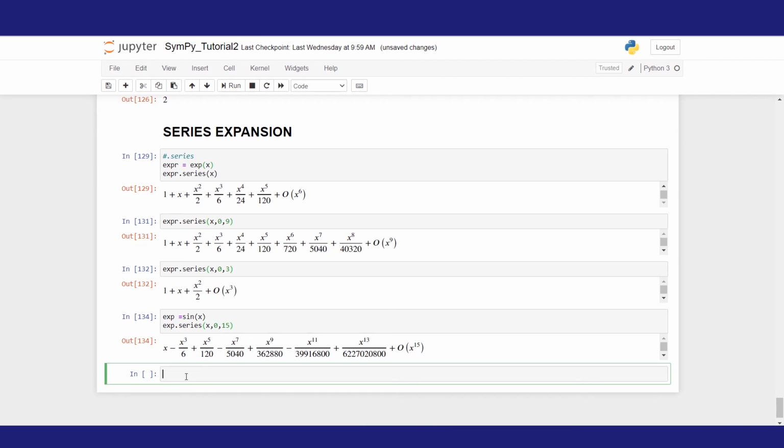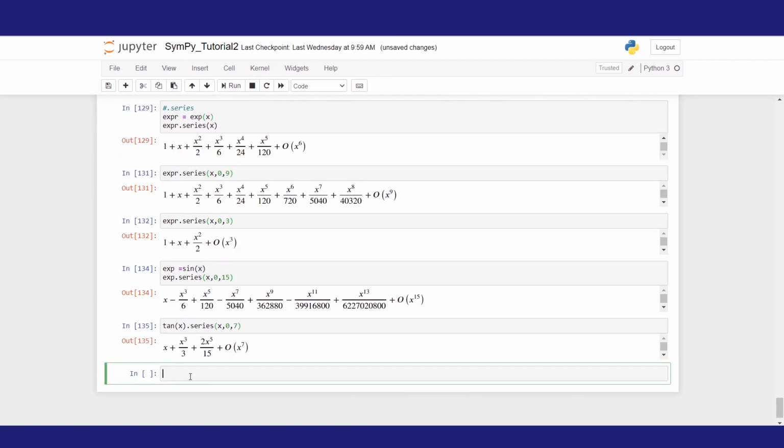The same applies if you had, for example, tan of x that you want to expand. It will be tan x dot series, in terms of x, from 0 to the order of 7. If you do that, that's what you have.